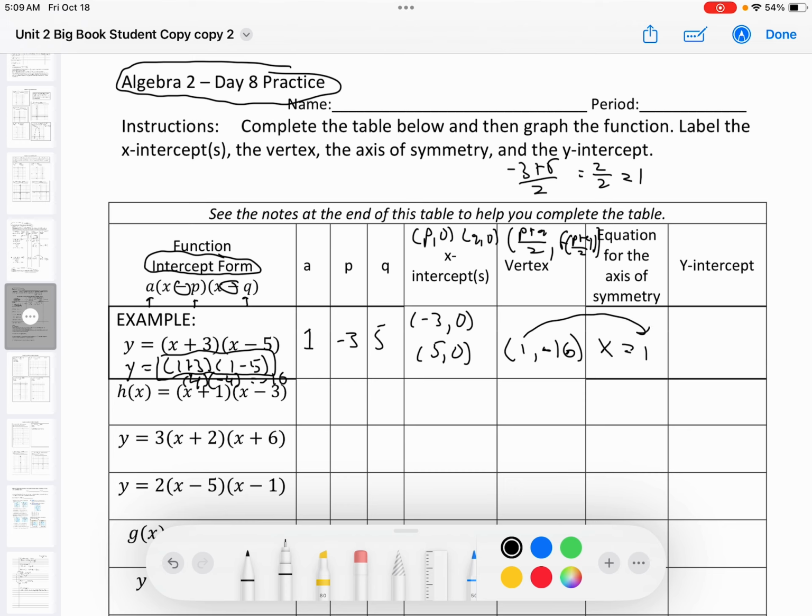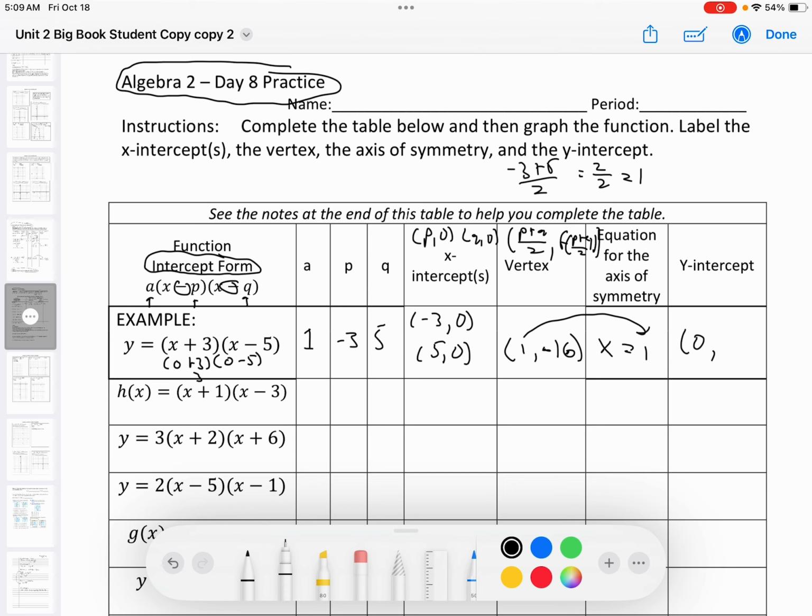For the y-intercept, it's going to be, again, a point where the x value is 0. The y-intercept is always going to start with 0. But then we're going to need to solve this function for when x equals 0. So just like we did for x equals 1 for the vertex, we're going to need to solve it when x equals 0. So we'd have (0 plus 3) times (0 minus 5).